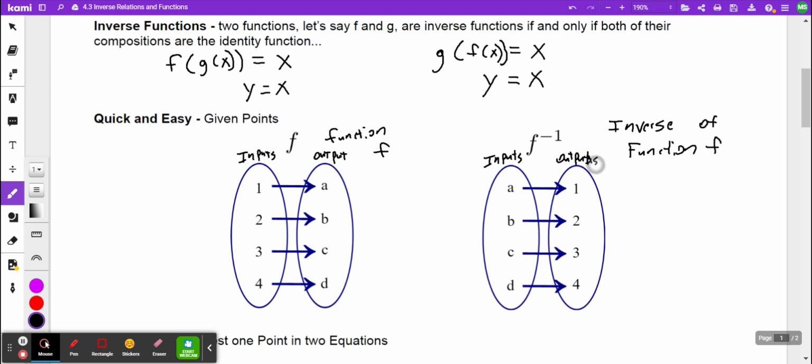No matter what, we have our input and our output, but the numbers change. So if we plugged in 1, we get A. And if we plugged in A, we'll get 1 for the inverse of function f. So basically, we're going to go from this to this. This is f, and this is the inverse of f. All right, let's go on.